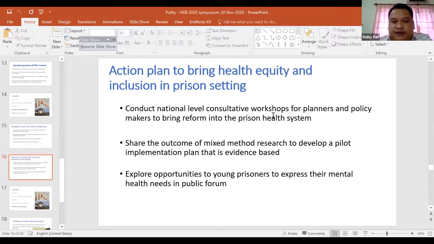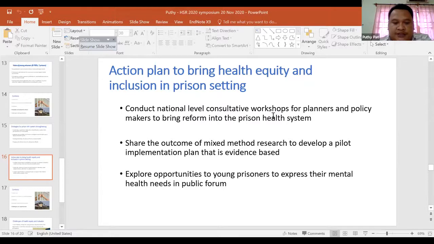In our action plan to bring health equity and inclusion in the prison setting in Cambodia, we also plan to conduct a national level consultative workshop with planners and policy makers. So at 3 different levels, we conducted the qualitative study with the young prisoners, with the prison officials, and now we move to the prison authority, or the top management of the prison authority, to advocate with them to bring changes to their prison health system. And by doing so, we also have to share our outcomes of the mixed method study, and we also help them to develop an implementation plan, which is considered an evidence-based intervention program.